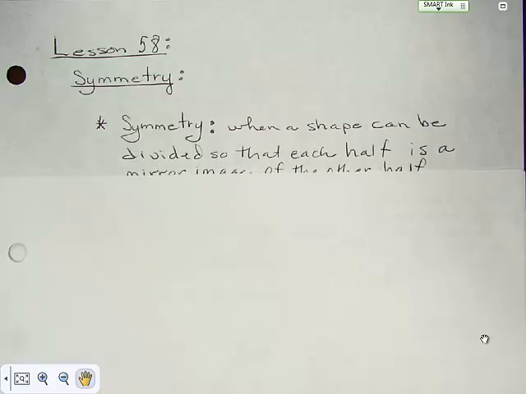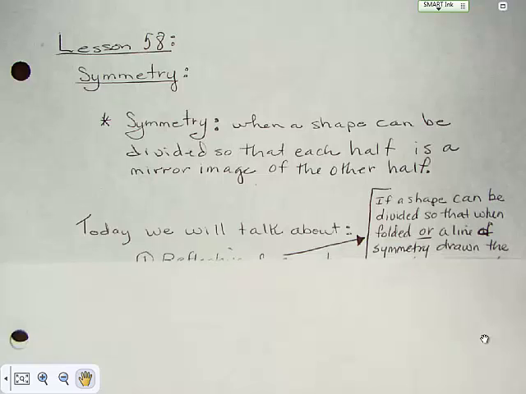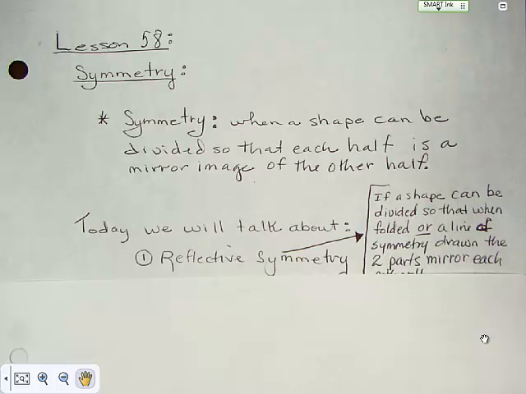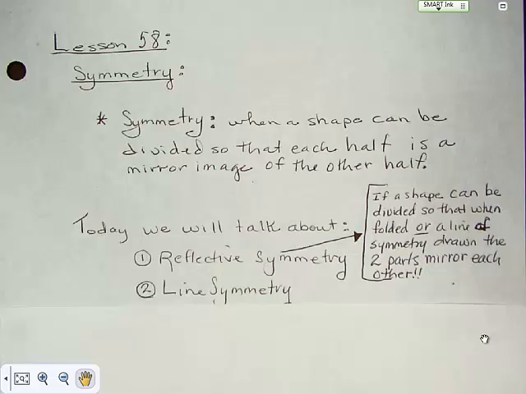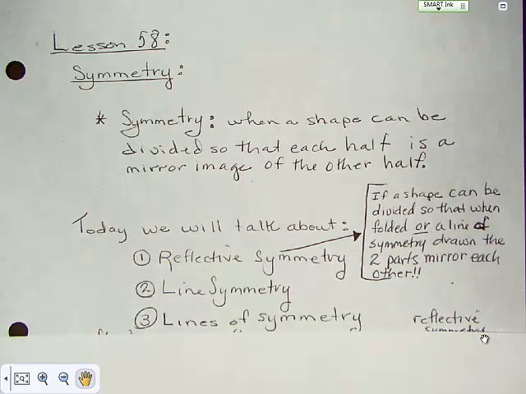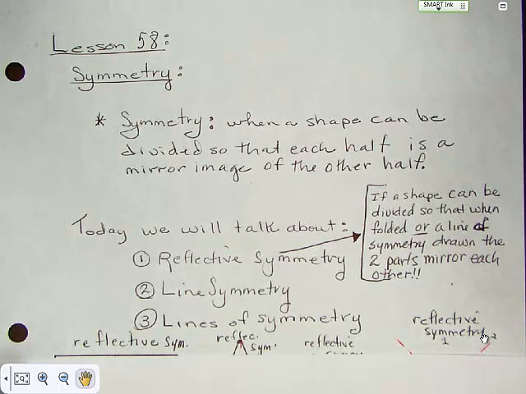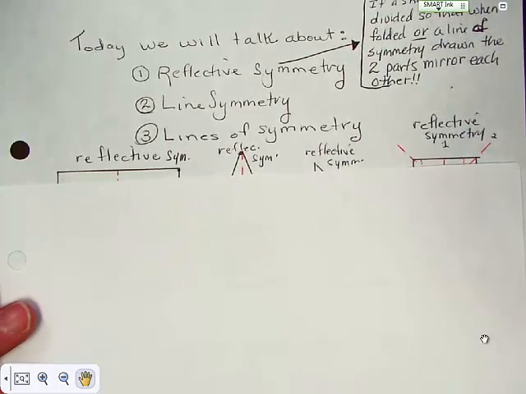Lesson 58 deals with symmetry, and the definition of symmetry is when a shape can be divided so that each half is a mirror image of the other half, which means that both halves are exactly identical when you fold it or divide it. Today we're going to talk specifically about reflective symmetry, and reflective symmetry is if a shape can be divided so that it is folded or a line of symmetry is drawn that the two parts mirror each other. Line symmetry, and we're going to look at some lines of symmetry, specifically reflective and symmetrical.